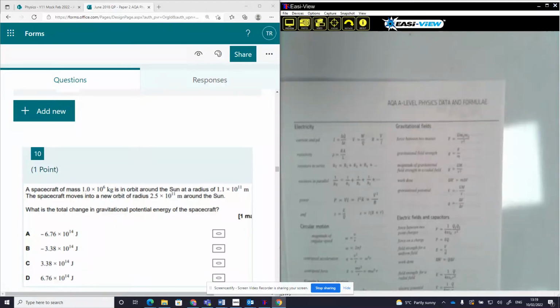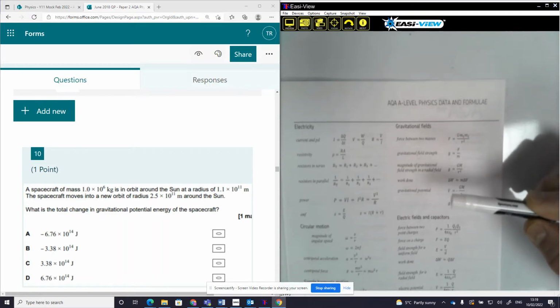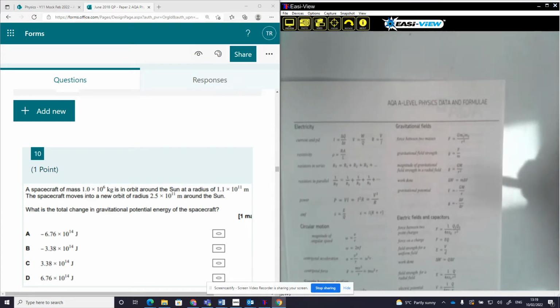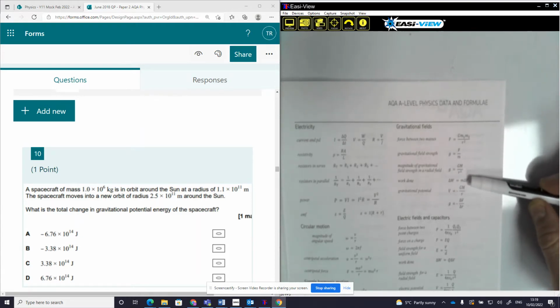This question is about gravitational potential energy and gravitational fields. We're given some information about a spacecraft, and we're told where it is, and we're told that the orbit changes. And we're asked, what is the total change in gravitational potential energy of the spacecraft? Gravitational potential energy is given to us in the formula book.